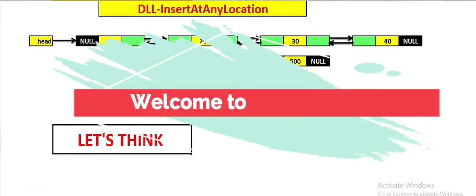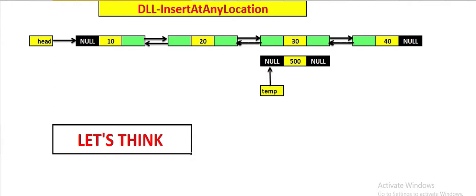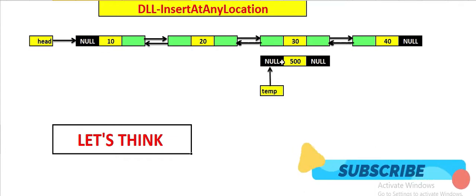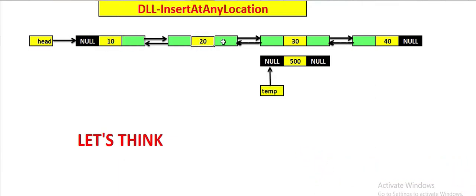Welcome to JAcademy. In this video, let us see how to insert any node at any location in a DLL. We have a DLL which consists of 4 nodes, and we want to insert a new node in location number 3. That means after 10, 20, we should get 500, then 30, then 40. So how is it possible?